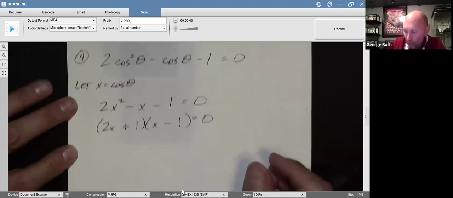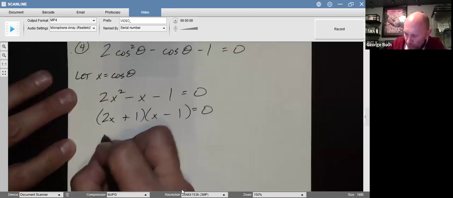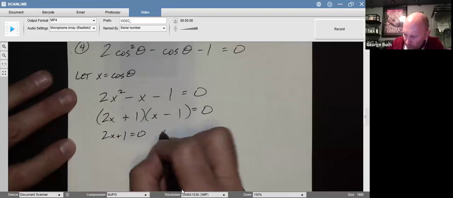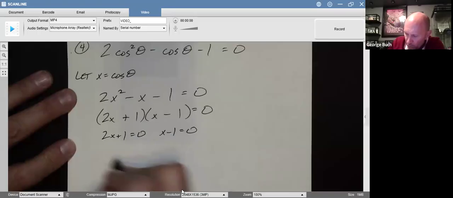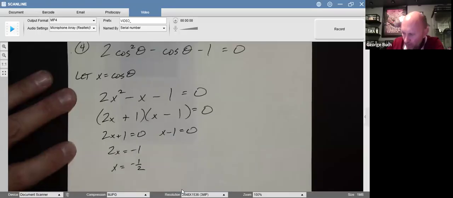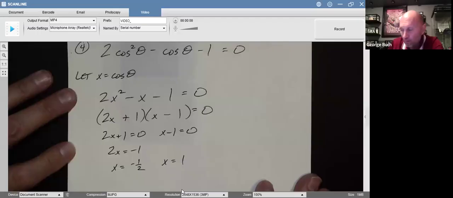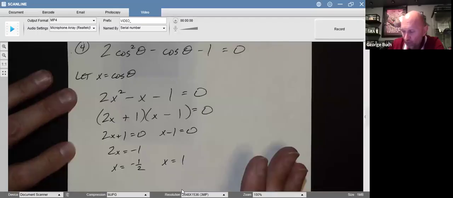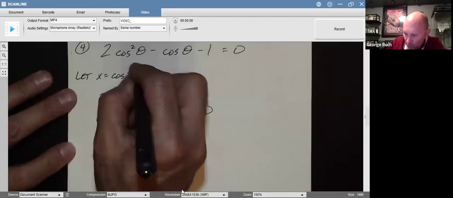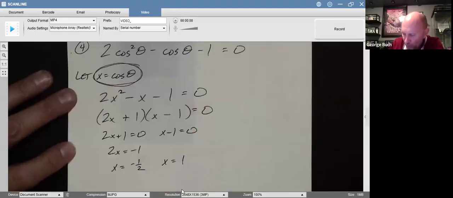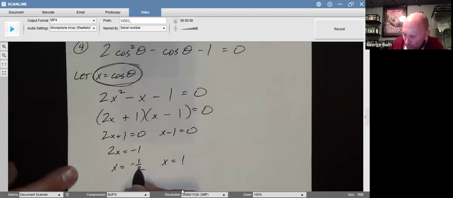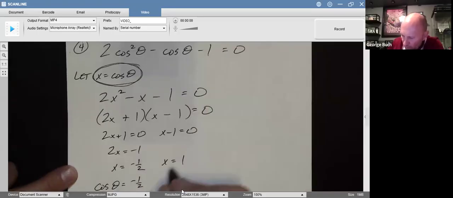Now solve it like you would a regular quadratic, do zero property rule. So 2x plus 1 is 0, x minus 1 is 0. So 2x is minus 1, x is equal to negative half. And then here, x is equal to positive 1. We're not done, right? Because we did not start with x, we started with cosine of theta. So I have to put that back. So this one here, x equals negative half, really means cosine of theta is negative half. And x equals 1 really means cosine of theta is positive 1.